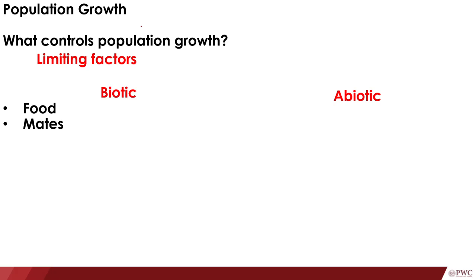Aside from food, we have mates. Of course, all organisms must reproduce, and if the partners are limited, it will limit the rate of growth or reproduction of that particular population. Also, we have competition with others, still a biotic factor. For abiotic factors, we have space. Obviously, if there is less space, then fewer organisms can occupy that place and grow there.